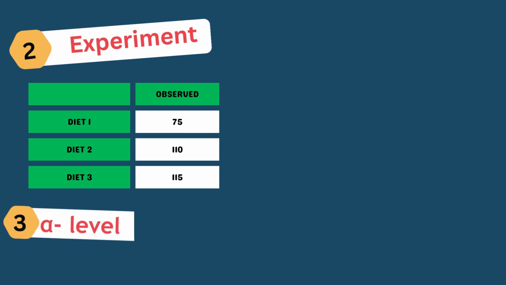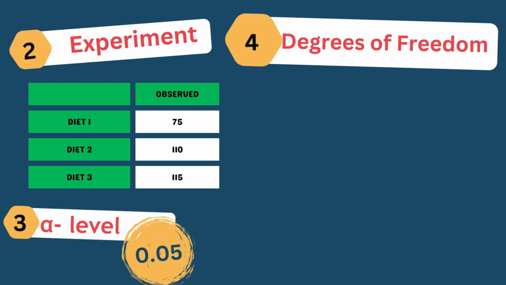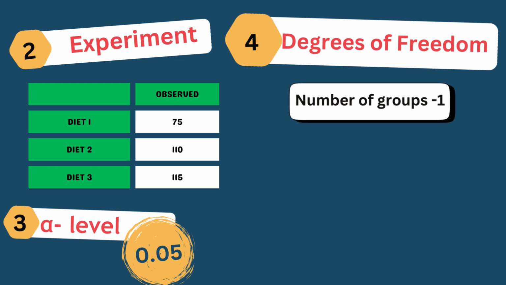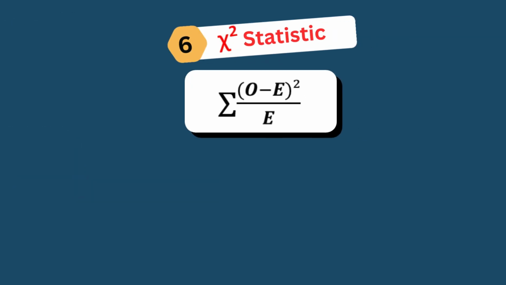Step 3, select an alpha level, which I will choose to be 0.05. Step 4, calculate the degrees of freedom. It will be number of groups minus 1. So for 3 diets, degree of freedom will be 2. Step 5, find out the chi-square critical value, which will be 5.991. Step 6, calculate the chi-square statistics by the following formula.